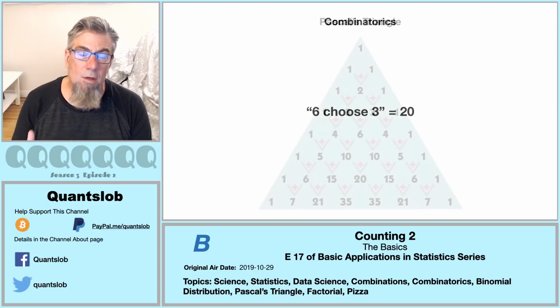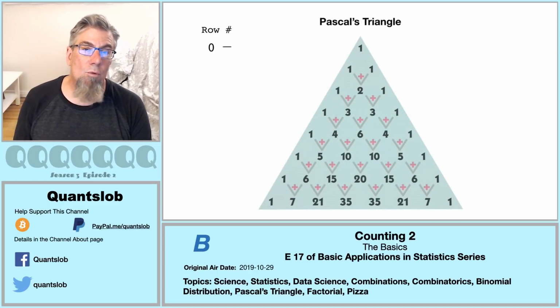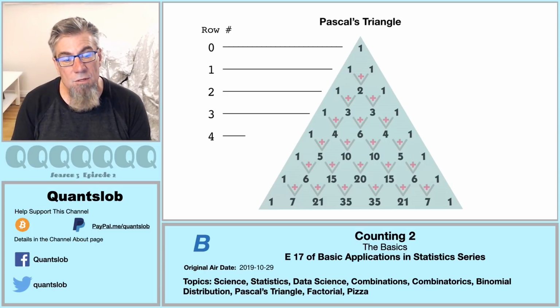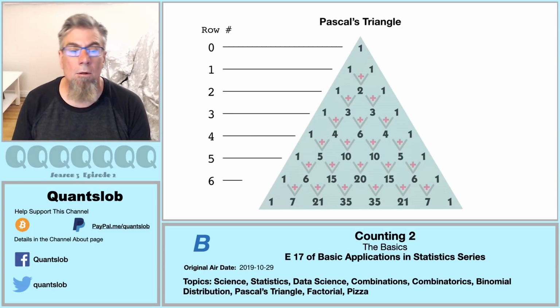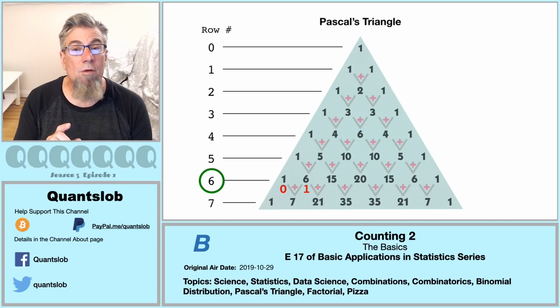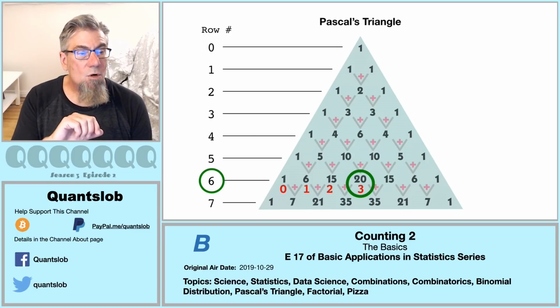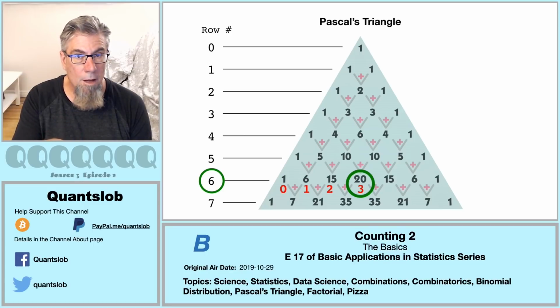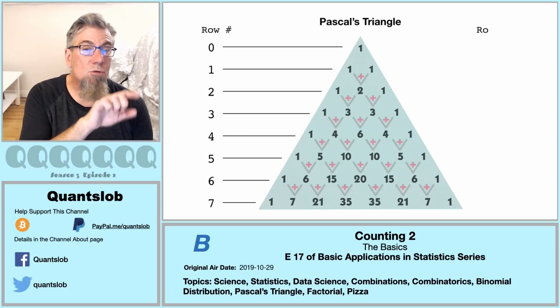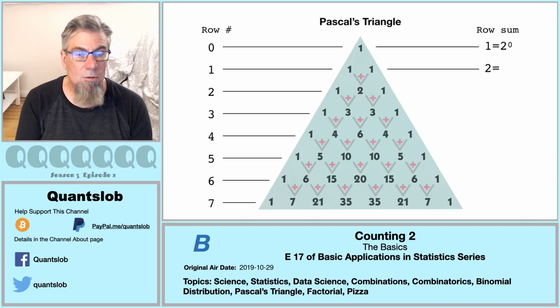We can find the answer to how many 3-topping pizzas can be made from 6 available toppings in Pascal's triangle. In fact, we can find the answer to any n choose k problem, no problem. Here in this example, we visit row 6, starting at choose 0, which corresponds to the far left 1 here. We count over to the 4th entry, choose 3, and we arrive at our answer, 20.